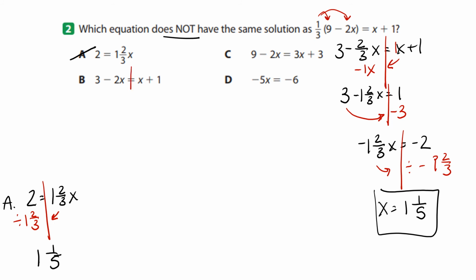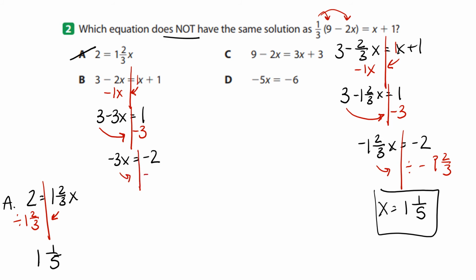For letter B, we're combining the like terms, the negative 2x and the 1x. They're on opposite sides, so we do the opposite of 1x. We do a minus 1x. Negative 2 minus 1 gives us a negative 3. Again, combining like terms, we do the opposite of 3. We do a minus 3. 1 minus 3 is negative 2.